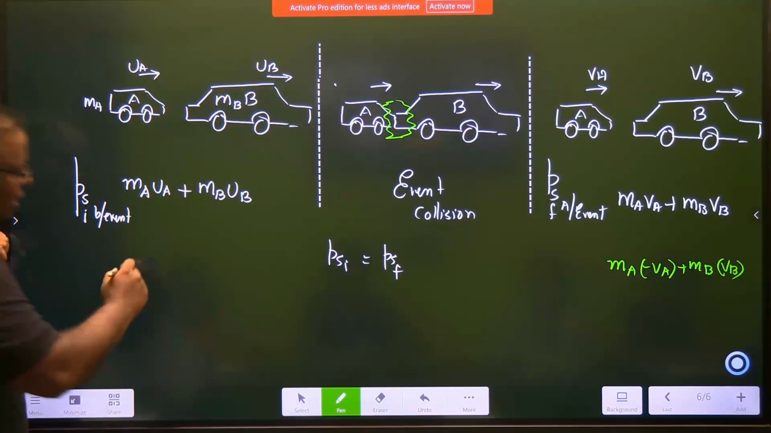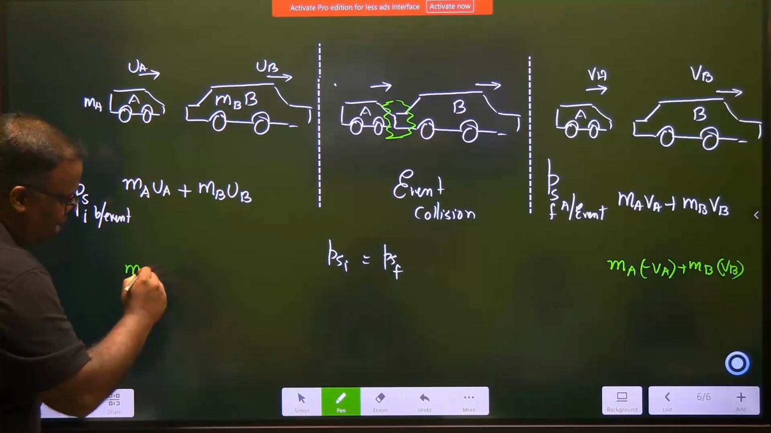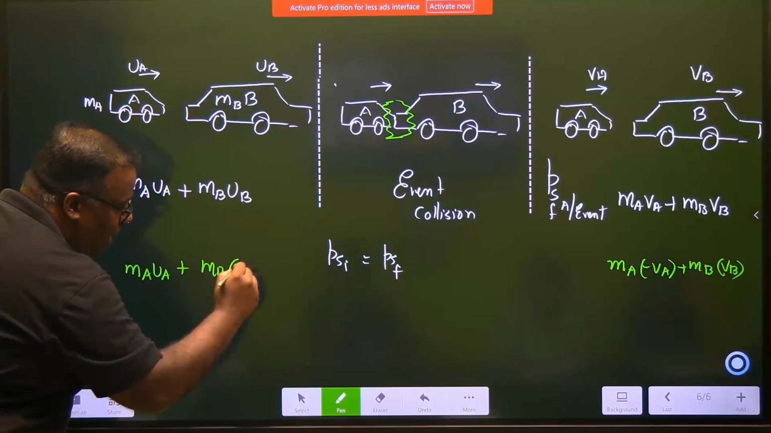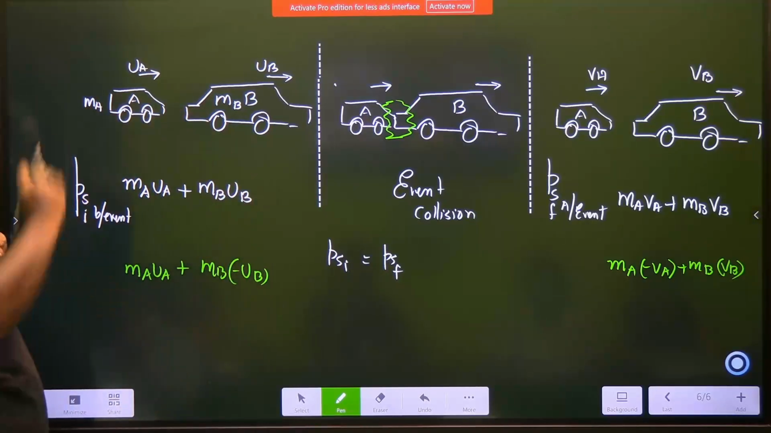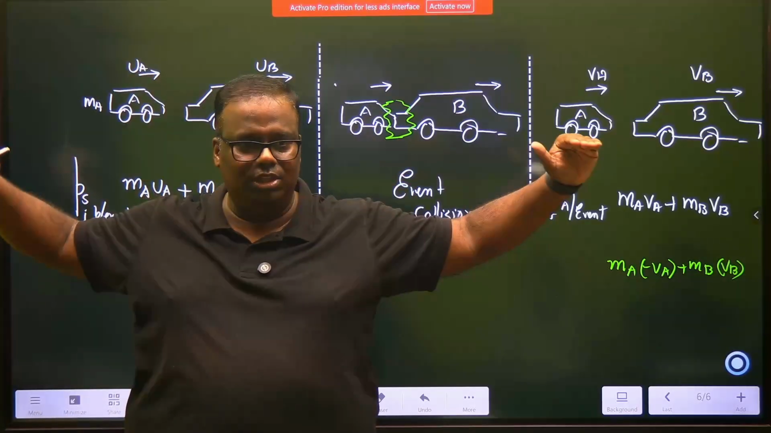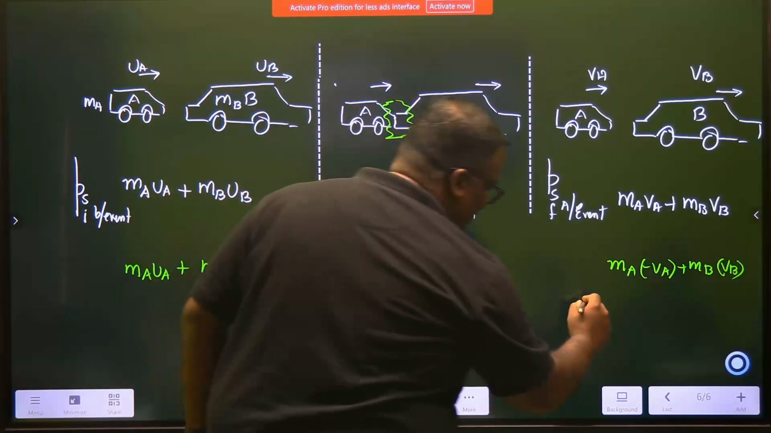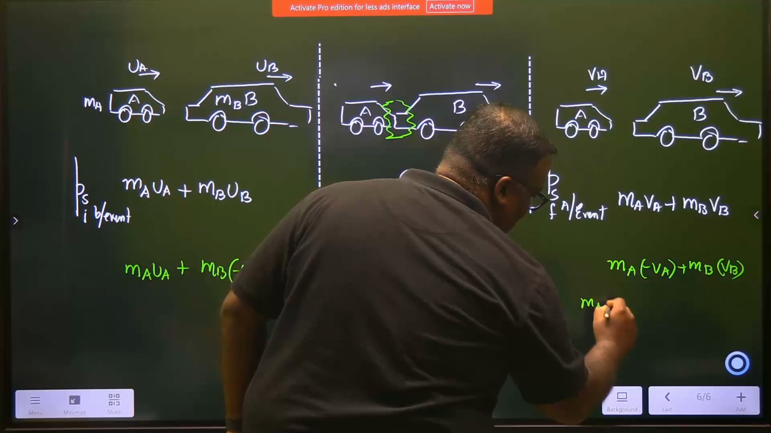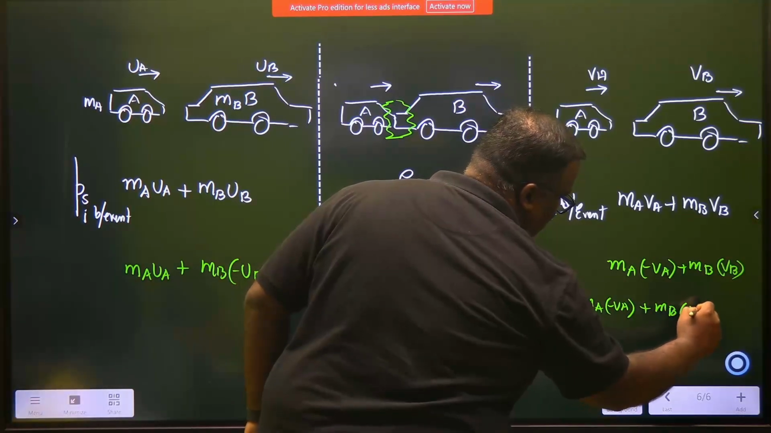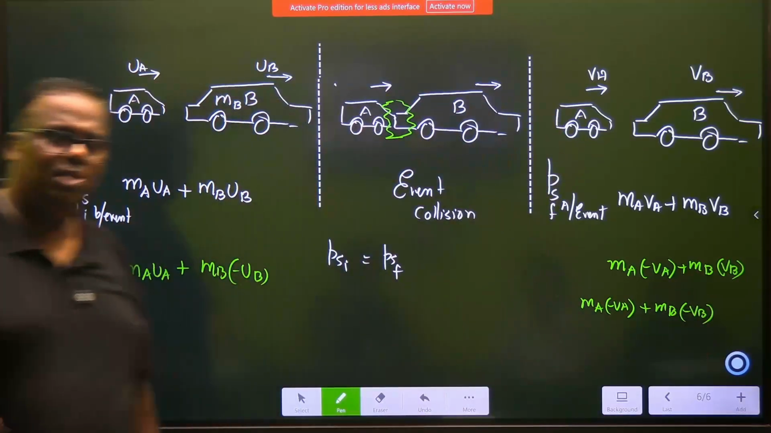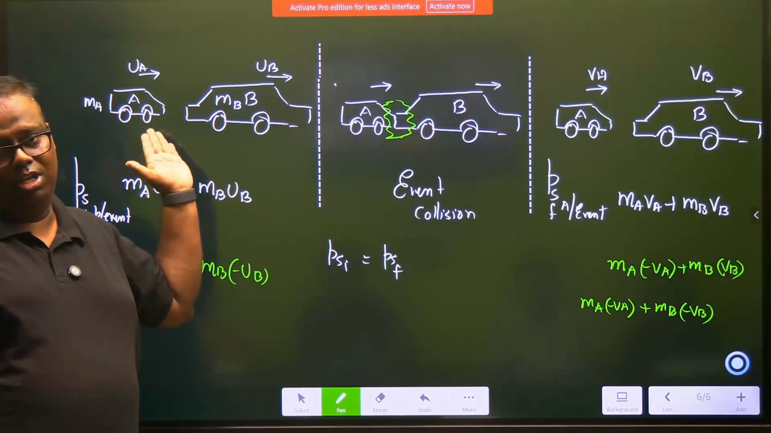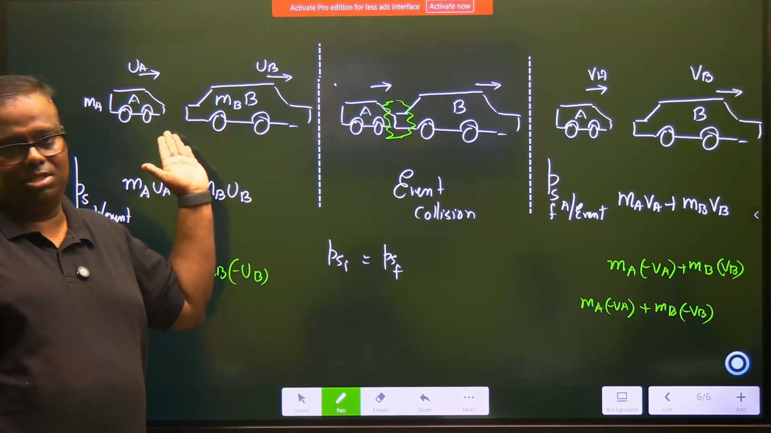So in that case, the initial momentum would be MA UA plus MB minus UB, because B is coming in this direction. Then the hit happens, and after the hit, both go in this way. So in that case, we will say it is MA VA plus MB VB. The problem can be changed: a defender of a football team is striking head-on with a striker.